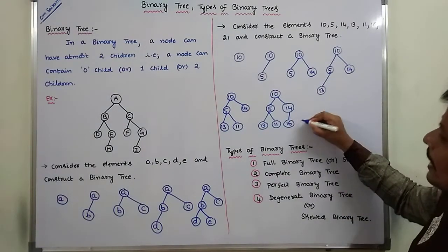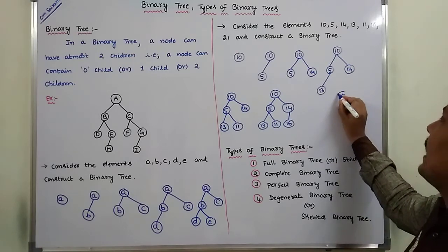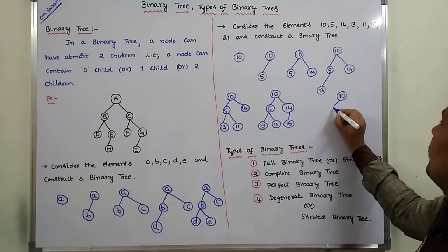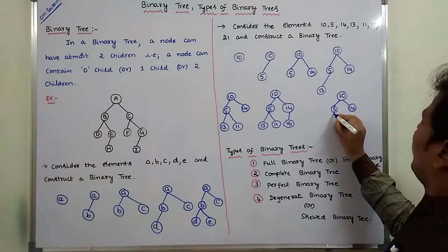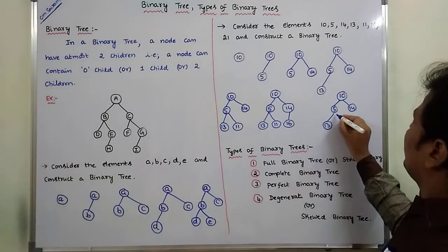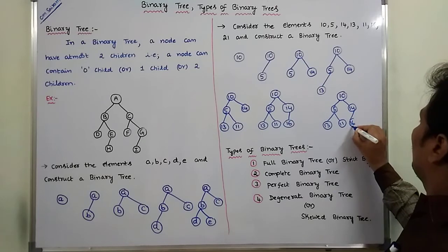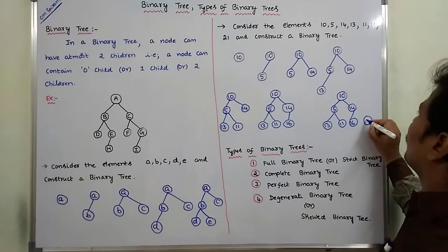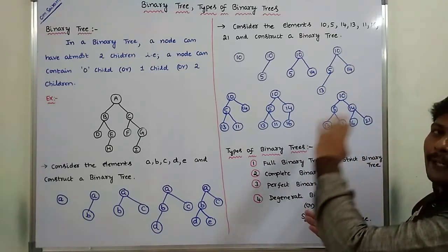So 14's right child is empty. Now 21 acts as the right child of 14. 13, 11, and here 16, and the right child is empty. Now we have to create a node and insert the value into that node, and 21 becomes the right child of 14. Okay. First priority is given to the left child.